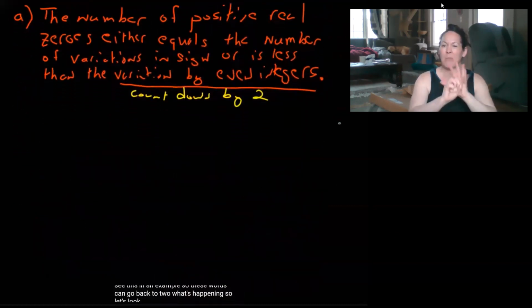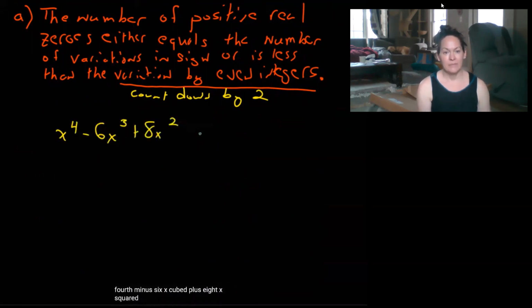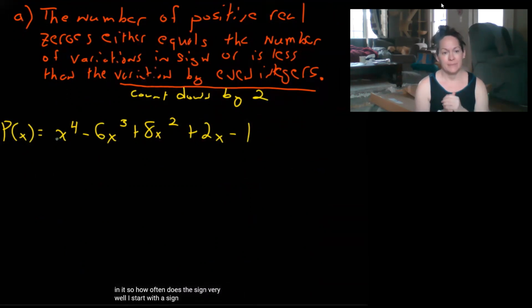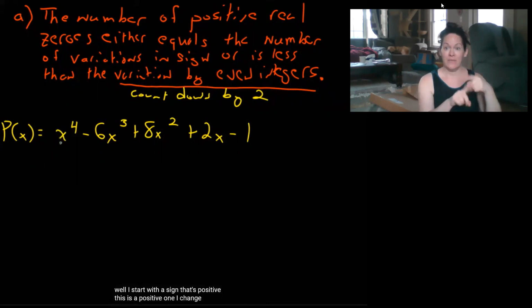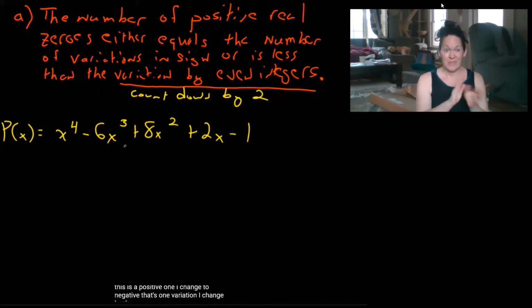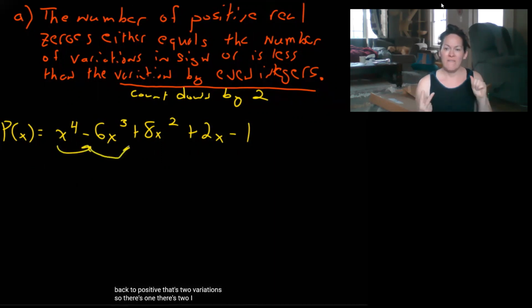So let's look at the polynomial x to the fourth minus 6x cubed plus 8x squared plus 2x minus 1. So here's my polynomial function, and I want to know how many positive real zeros there are in it. So how often does the sign vary? Well, I start with a sign that's positive. This is a positive 1. I change to negative. That's one variation. I change back to positive. That's 2 variations. So there's 1, there's 2.